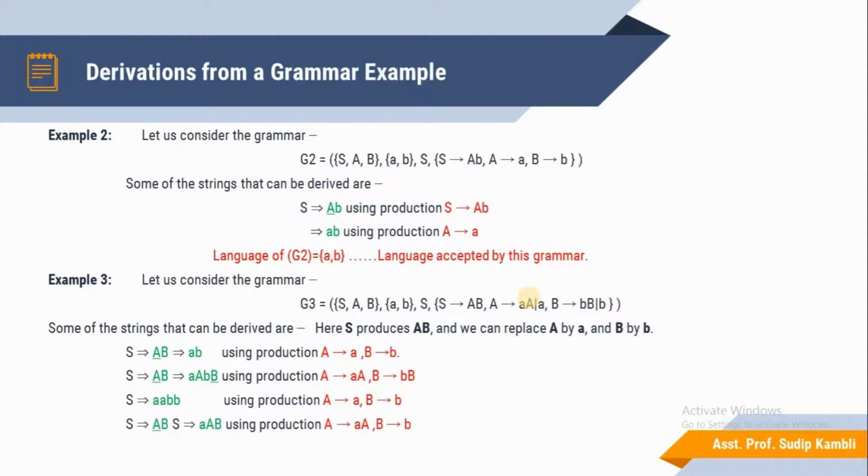So S is the start production rule, the same type. Then A and B: A is replaced by aA in the first production rule, and second, B is replaced directly by small b, a terminal symbol. So we have a new type of production. Small a is a terminal symbol attached with capital A, a non-terminal symbol, and B is a non-terminal symbol, so it is replaced by b. So A is replaced by the terminal symbol a.